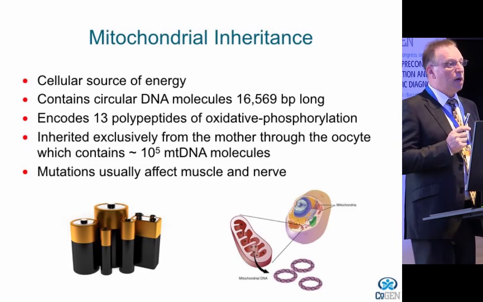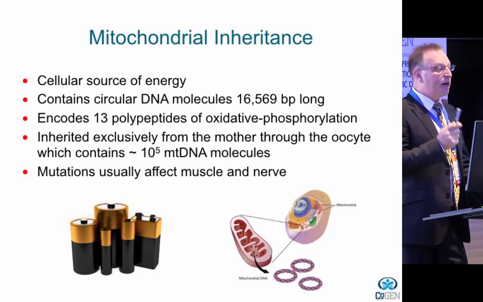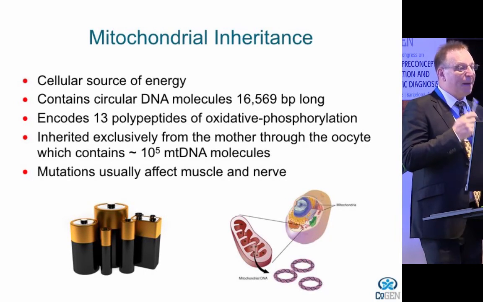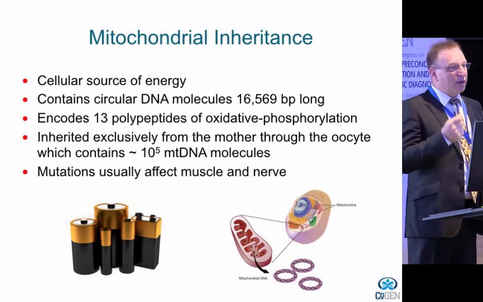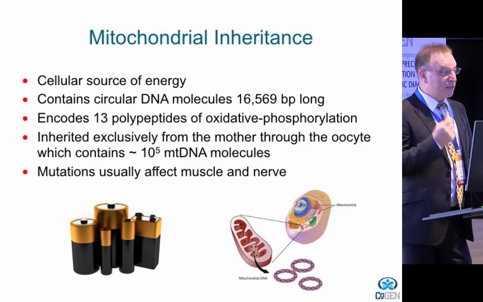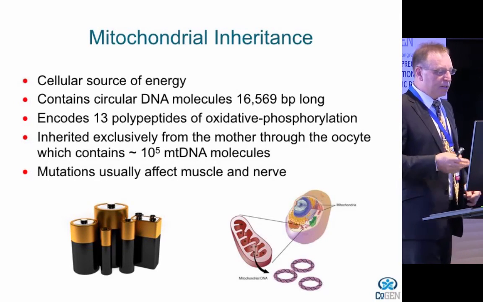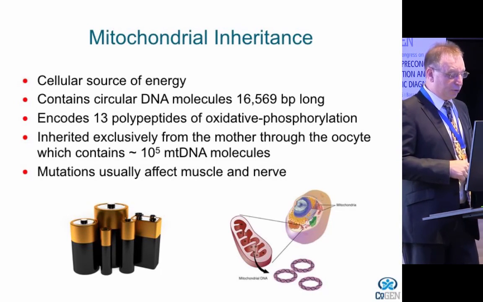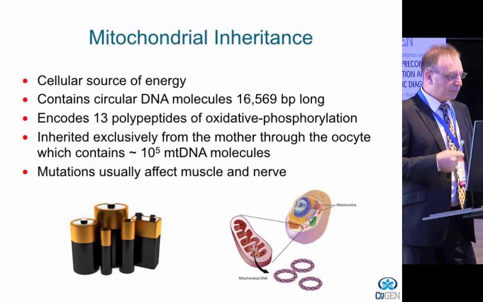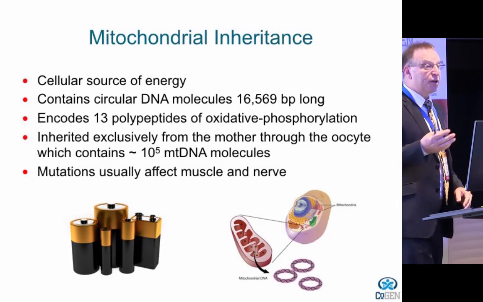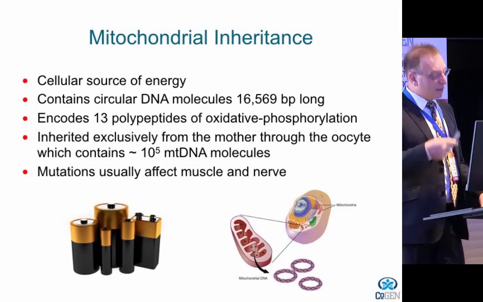The mitochondria are inherited only through the maternal lineage. And they're inherited only through the mitochondria that are present in the oocyte. The few mitochondria that are present in the sperm are lost. So all mitochondrial inheritance is exclusively maternal. And mutations in mitochondrial DNA may cause different conditions, usually affecting muscle and nerve. And here's in some of the condition.